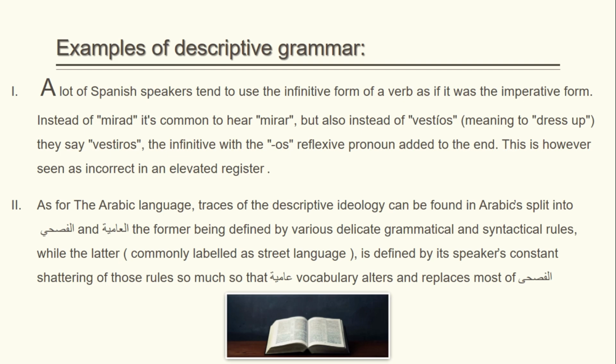As for the Arabic language, traces of the descriptive ideology can be found in Arabic split into al-Fusha and al-Ammiyya, the former being defined by various delicate grammatical and syntactical rules, while the latter, commonly labeled as street language, is defined by its speakers' constant shattering of those rules, so much so that Ammiya vocabulary alters and replaces most of al-Fusha.